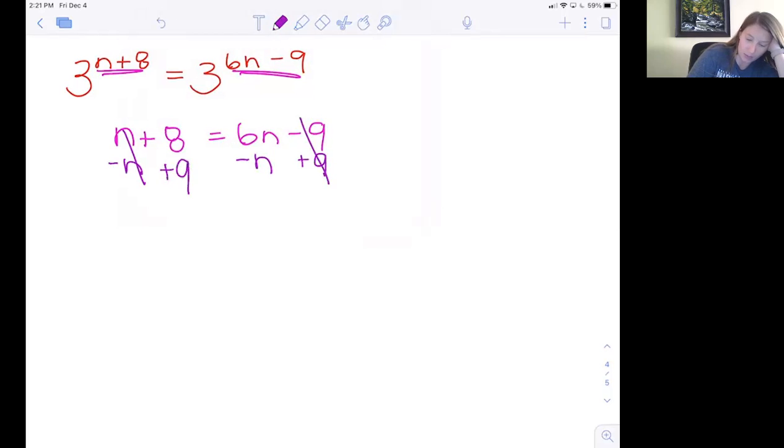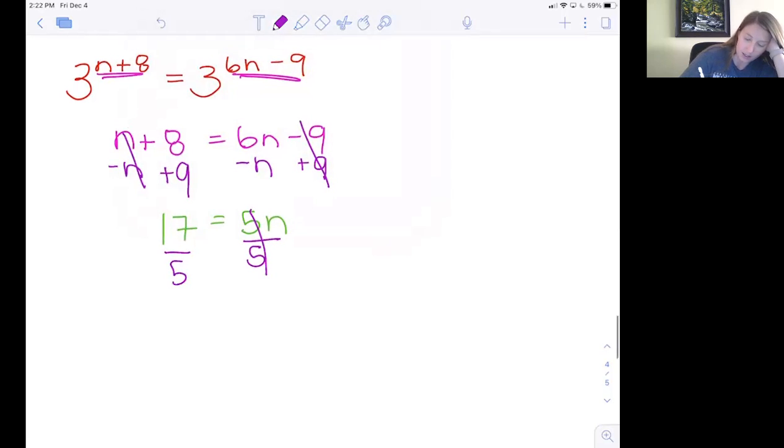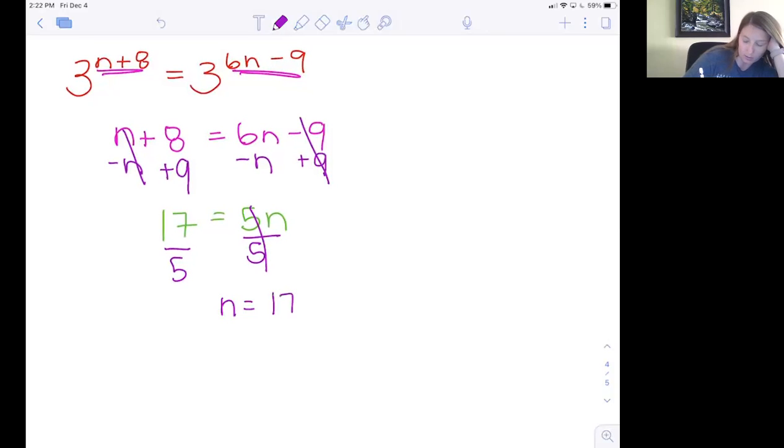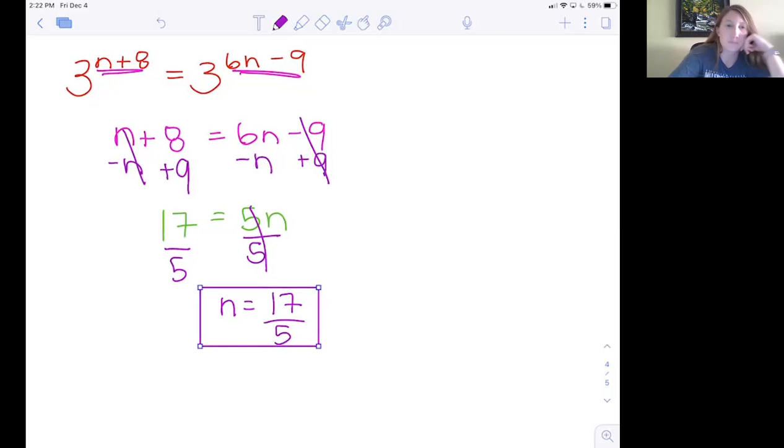If I'm going too fast, just pause it. So this is 17 equals, is that right? Yes, equals 5n. Now I'm gonna divide by 5. So I have n equals 17 over 5, which should be the answer. So not too bad.